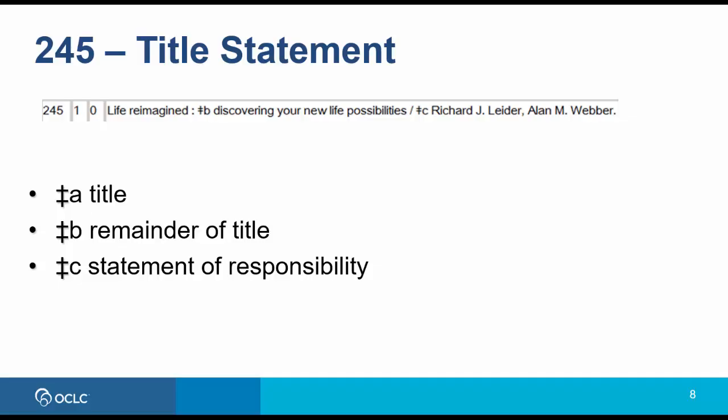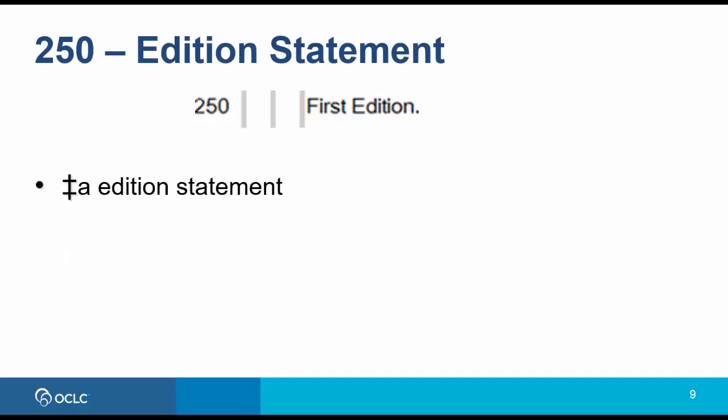245 is a title statement. Subfield A is the title, subfield B is the remainder of title or subtitle, and subfield C is the statement of responsibility. In other words, who is responsible for the intellectual or artistic content of the resource. The edition statement is in field 250. This would include statements such as second edition, reprinted with corrections, and so on.